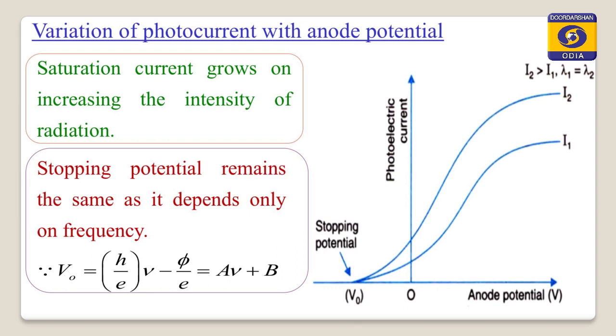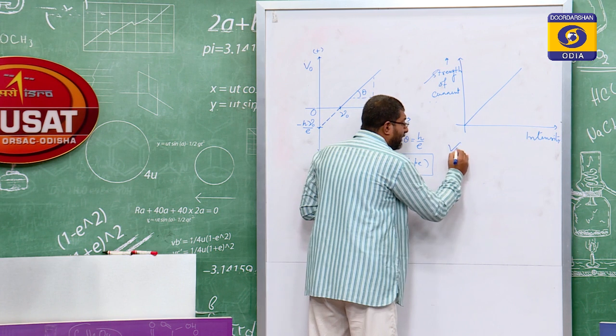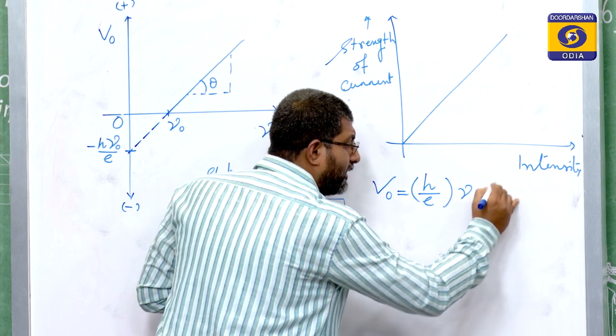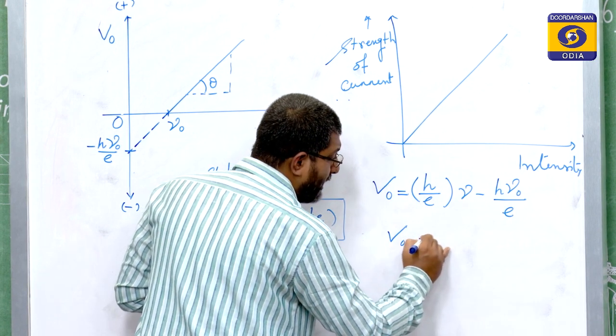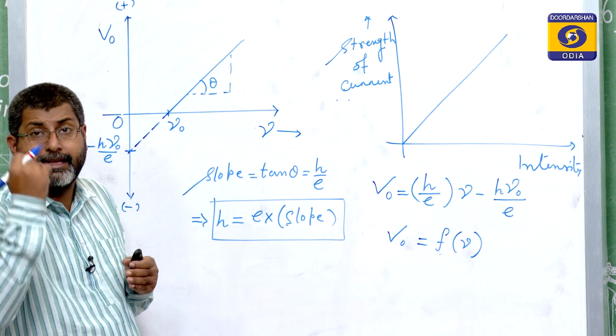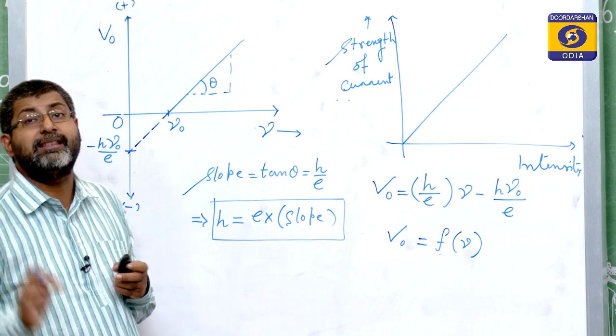Secondly, if we go on increasing the intensity of radiation, there will be a growth in saturation current with increase in intensity, but since stopping potential only depends upon frequency, even if the intensity of radiation changes, the stopping potential remains the same. Why? Because we know that V0 equals h by E into nu minus h nu 0 by E. Since V0 is only dependent upon frequency, and since frequency remains constant, the stopping potential remains the same irrespective of the intensity of incident radiation.